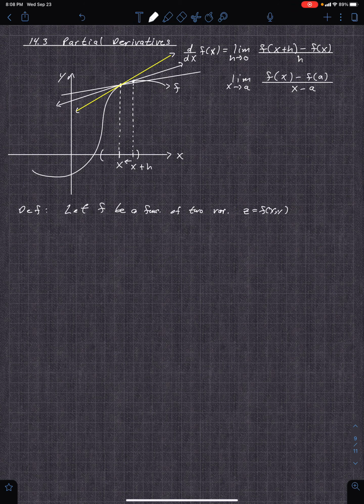14.3 is on partial derivatives. So first let's review what we mean by a derivative in single variable. This would have been done in Calc 1. Defining f prime, or the derivative of f with respect to x. So the definition is pertaining to essentially a secant line.